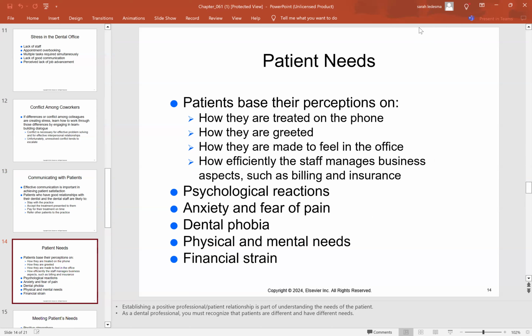Patients base their perceptions on how they're treated on the phone, how they're greeted, how they're made to feel in the office, and how efficiently the staff manages business aspects like billing and insurance. Consider also their psychological reactions: anxiety, fear and pain, dental phobia, physical and mental needs, and financial strain.